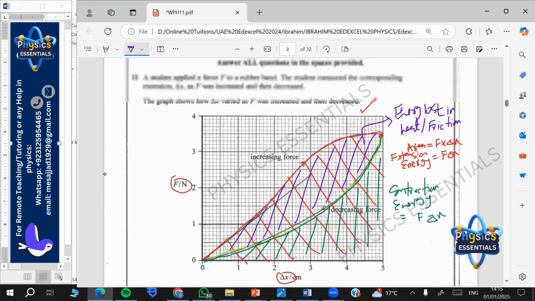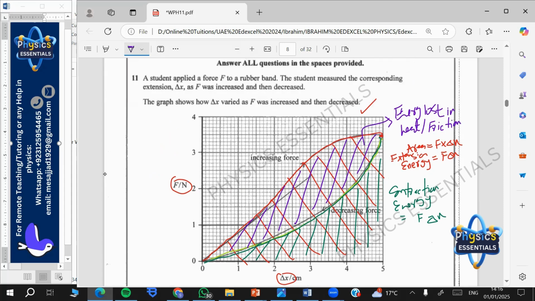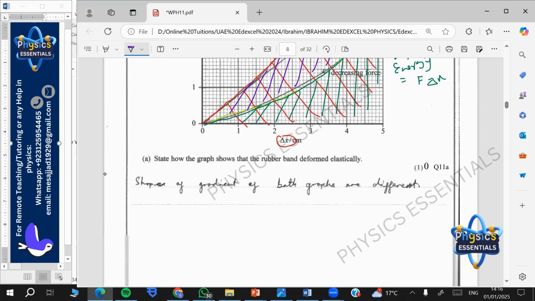Now come to the question. A student applied a force F to a rubber band. The student measured the corresponding extension delta x as F was increased and then decreased. The graph shows how delta x varied as F was increased and then decreased. State how the graph shows that the rubber band deformed elastically.